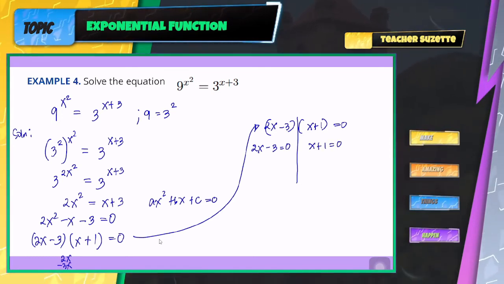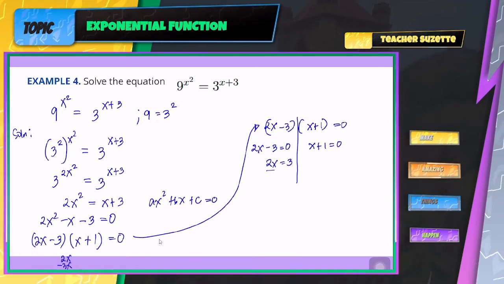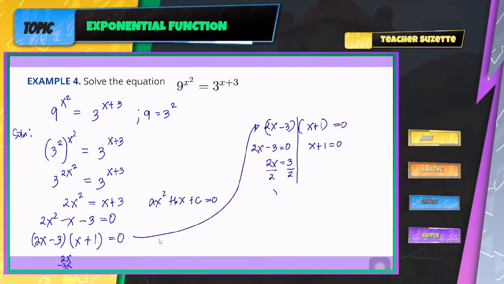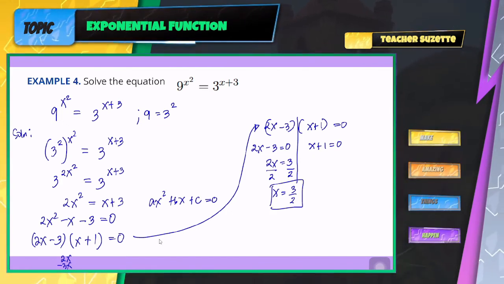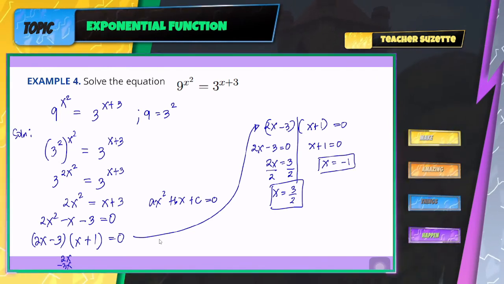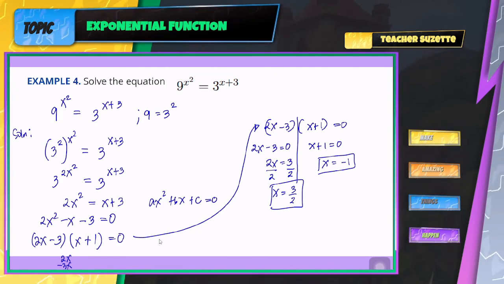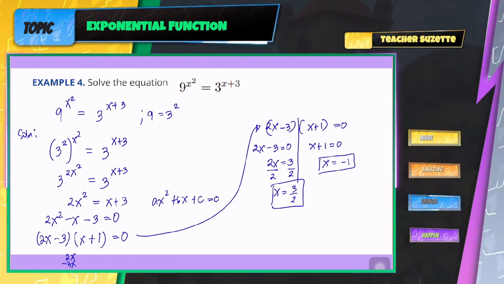So, first, dito sa kabila, you will have 2x minus 3 equal to 0. Transpose natin yung ating negative 3. You will have positive 3, dividing both sides by 2. Then, our x is equal to 3 halves. Ayan. Then, dun sa isa, madali lang. Negative 1 to the other side, yun na agad yung solution ng ating example number 4. So, that concludes our discussion about solving exponential equations. In our next video, we are going to discuss solving exponential inequalities.